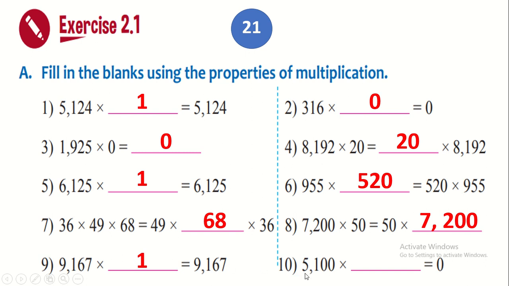Number 10. 5,100 times what number equals 0. The same with number 2. Any number multiplied by 0 is 0. Correct, students? Now please check your answer. Okay, exercise 2.1.